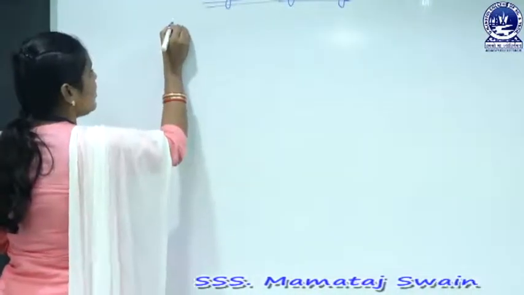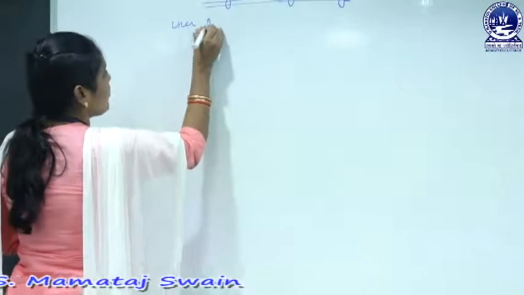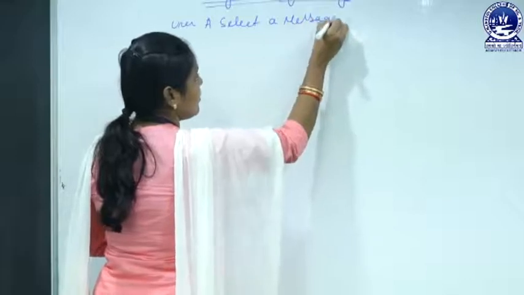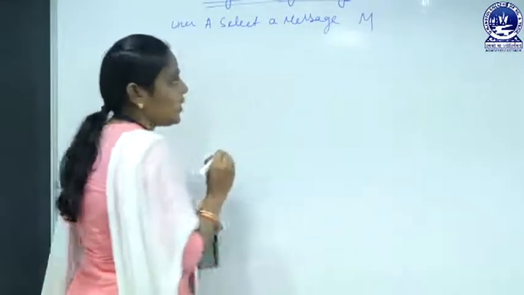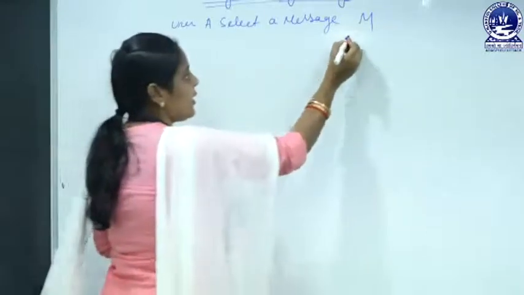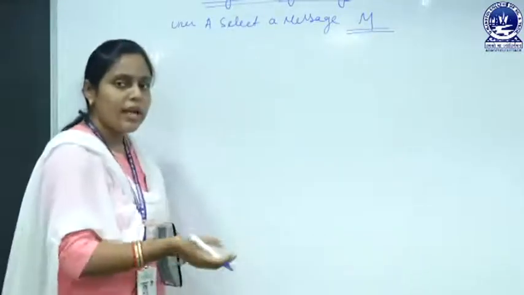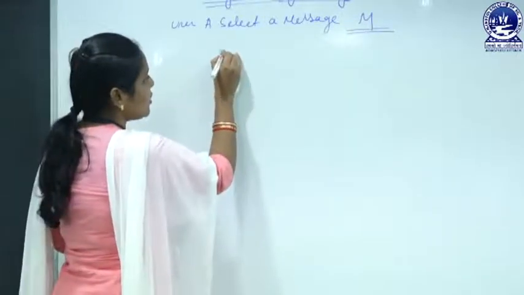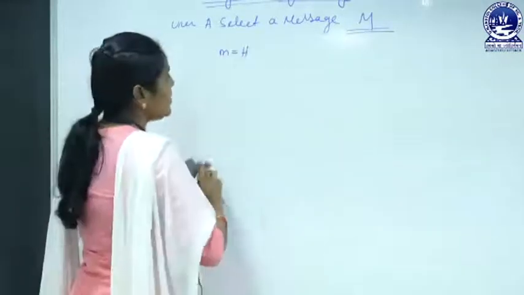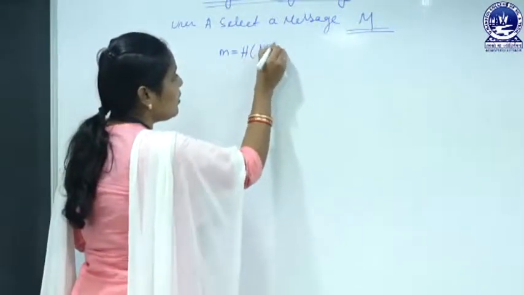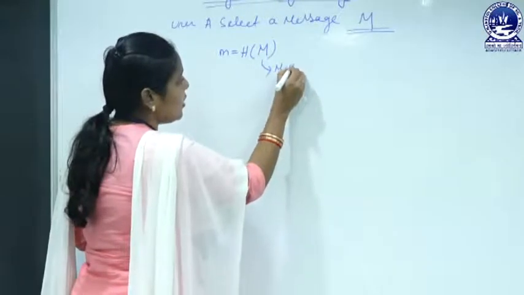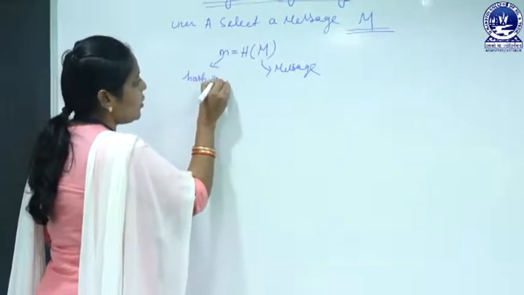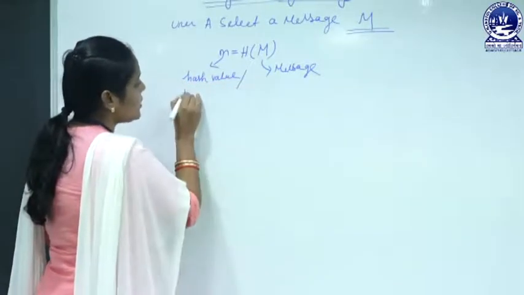Next, here the user A selects a message. Suppose the message is M, that is the capital M. After selecting this message, the user A calculates the hash value of this message. Suppose the hash value is small m, that is equal to h of M. Here capital M is the message, and small m is the hash value or the message digest.